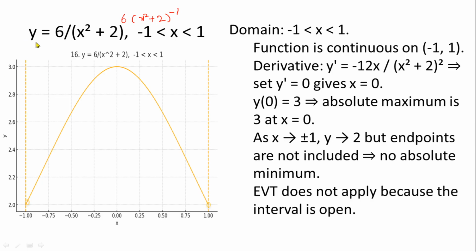Next example: y equal to 6 by x square plus 2, and minus 1 less than x less than 1. And here also the limits give an open interval, and we have to find y dash, that is, the differentiation of the given function. We write this 6 by x square plus 2 as 6 into (x square plus 2) whole power minus 1.